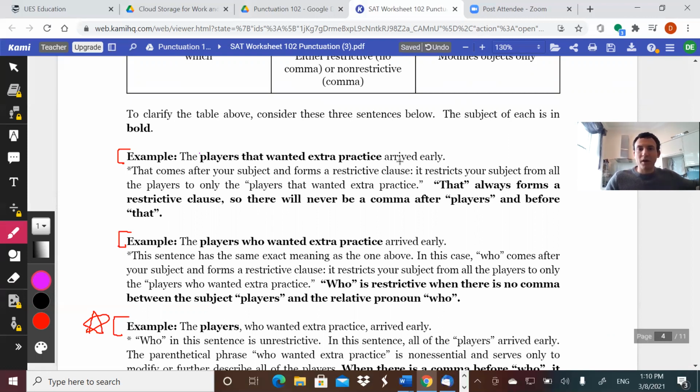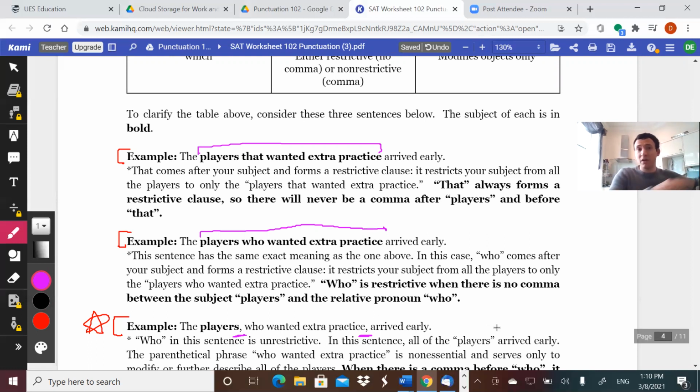this isn't talking about just the players arriving early, it's talking about a specific group of players. So that, when it comes after a noun, it restricts the noun or makes it more specific. So in this case, only the players that wanted extra practice arrived early. Same with who when it comes without a comma. It does the same thing that does. This last one, though, if you remember the parenthetical or non-essential clauses from earlier, in this case, who wanted extra practice is just additional information about all of the players, but all of the players arrived early.